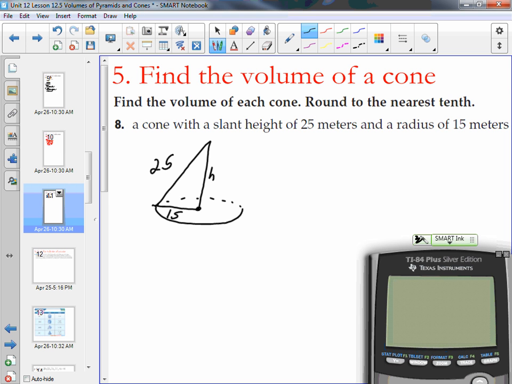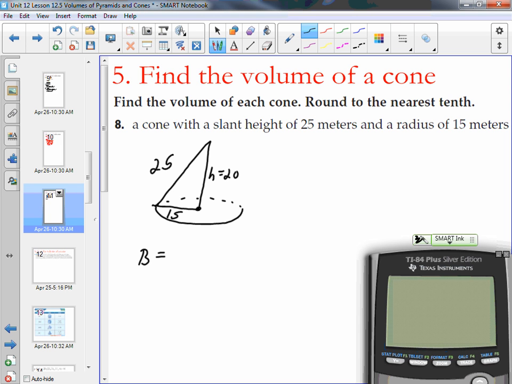Yeah, is it a Pythagorean triple? It's a multiple of what? It is. It's a multiple of 3, 4, 5, isn't it? The radius is 3 times 5. The hypotenuse is 5 times 5. So the height, the missing side, must be 4 times 5. Good. That saved us some work, didn't it? The height is 20. Now we're back in business, okay?